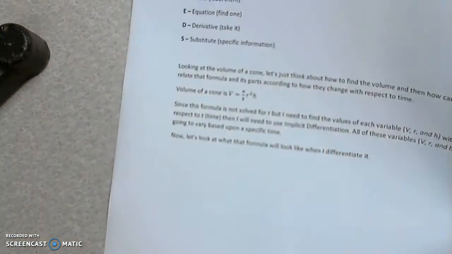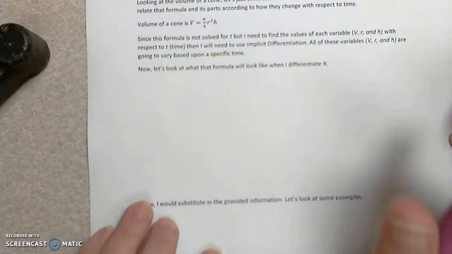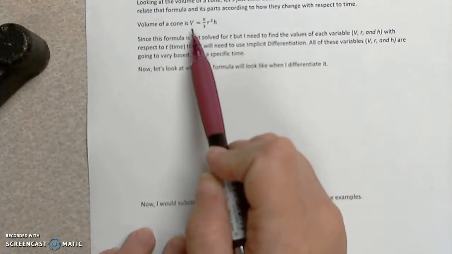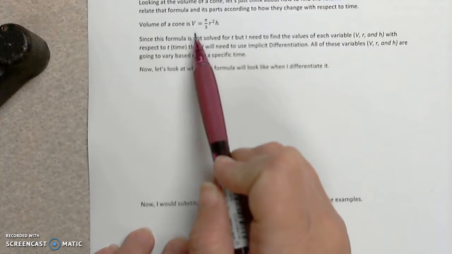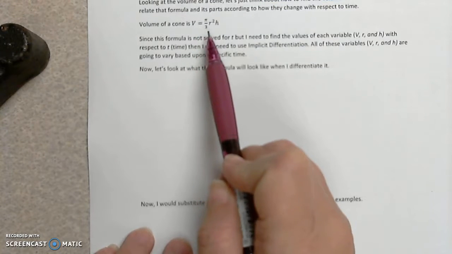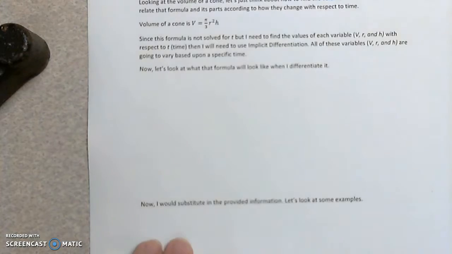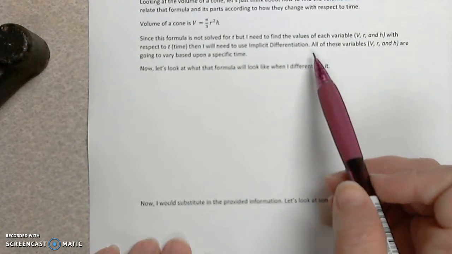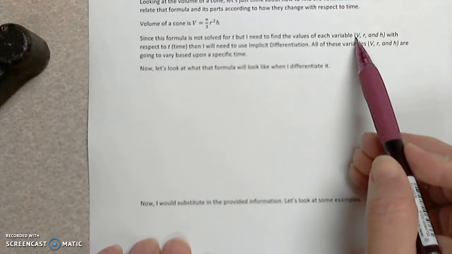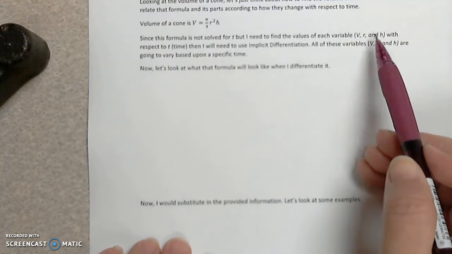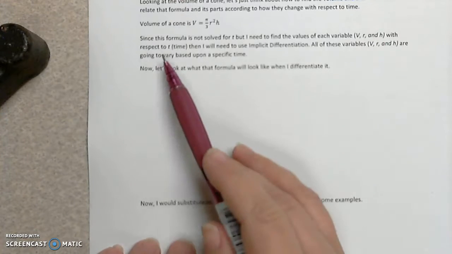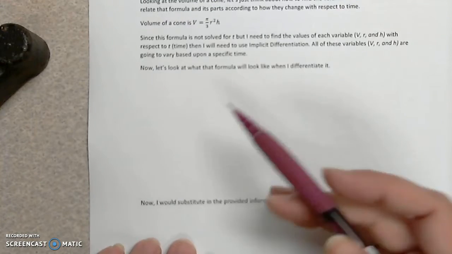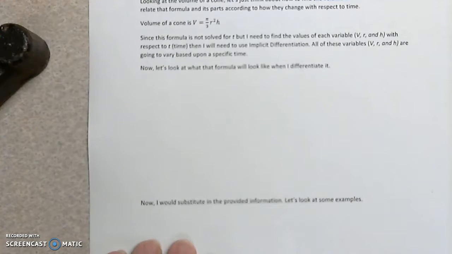If I have the volume of a cone, that formula is V equals pi over 3 times r squared h. There's no t in there. The formula is not solved for t. But I need to find the values of each variable, and those variables are V, the volume, r, the radius, and h, the height, with respect to t, or time. To do that, this is where implicit differentiation is going to come into play.